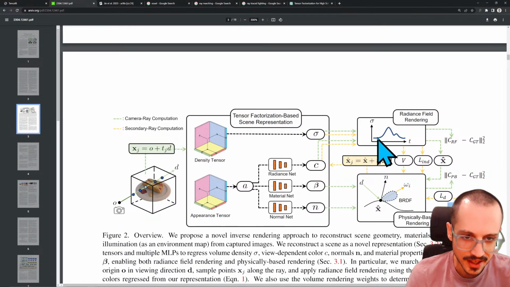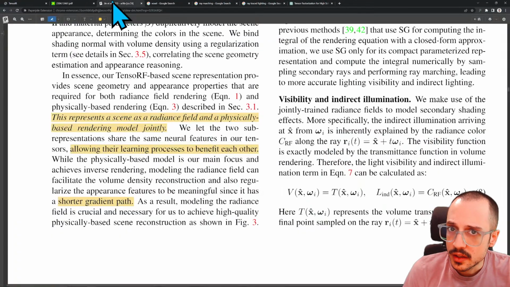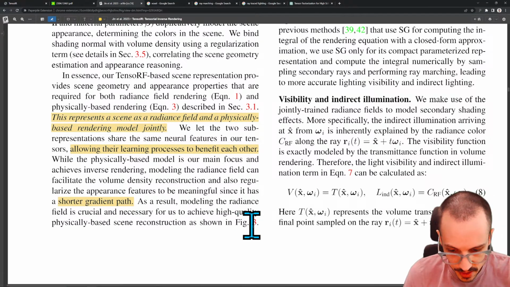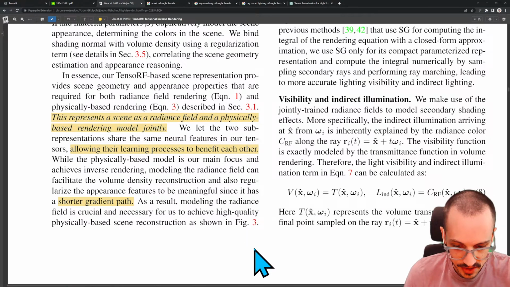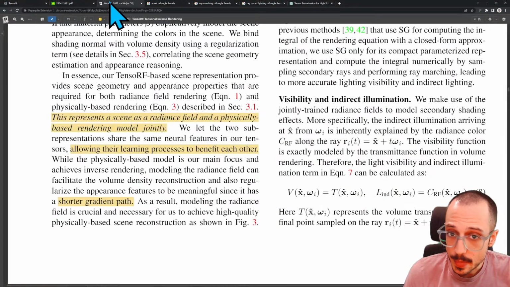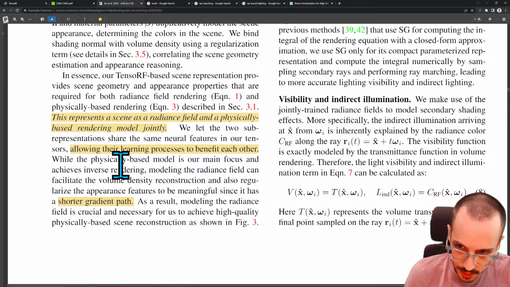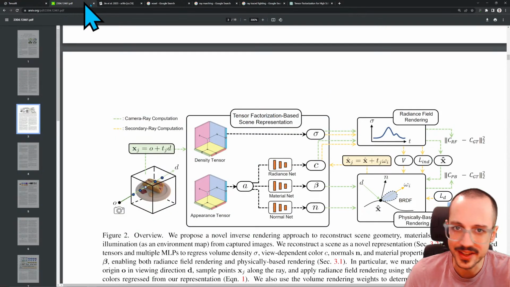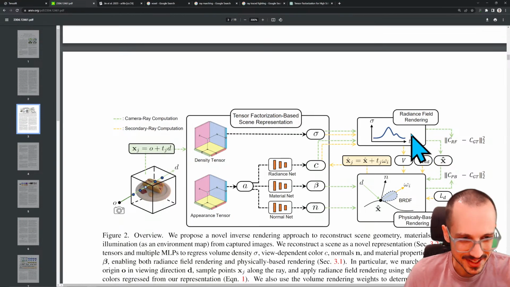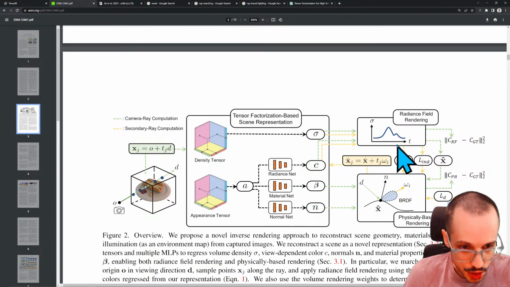They're so tiny that they minimally impact the weights. So of course, there's residual connections and skip connections, which are kind of a solution to that, but there still is a difference there. And they're basically saying that the radiance field rendering provides a shorter path than the appearance tensor.